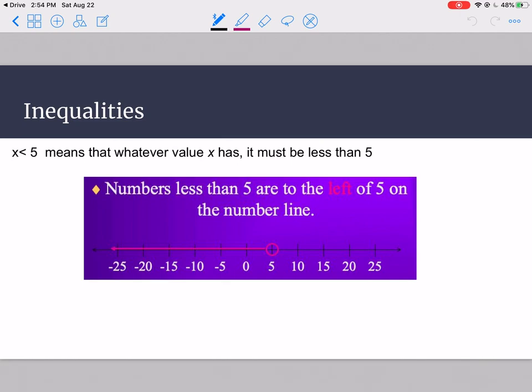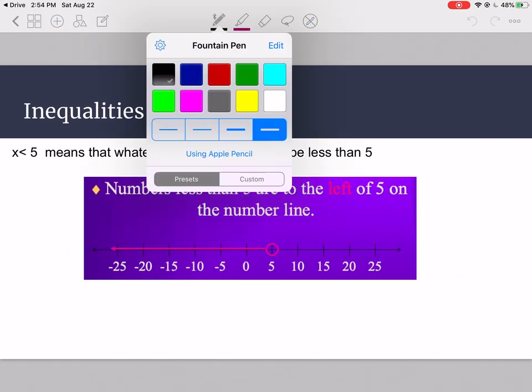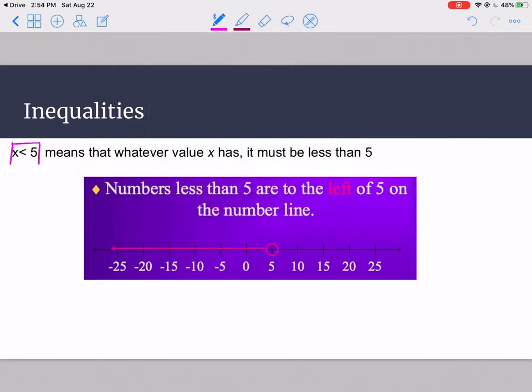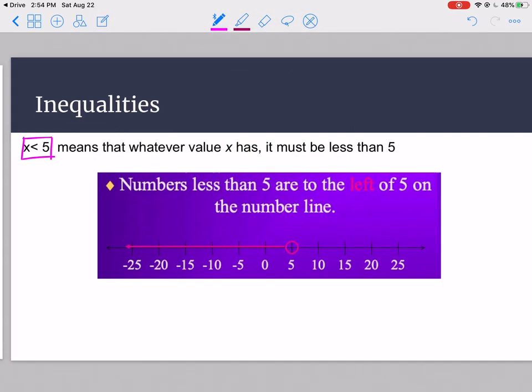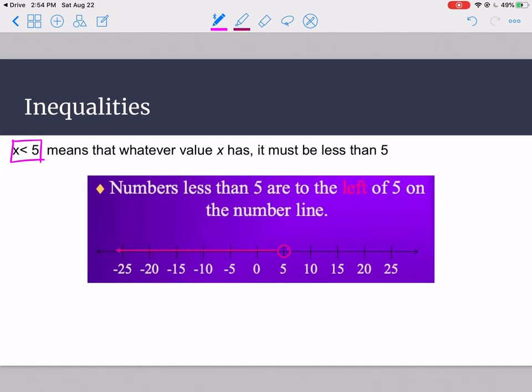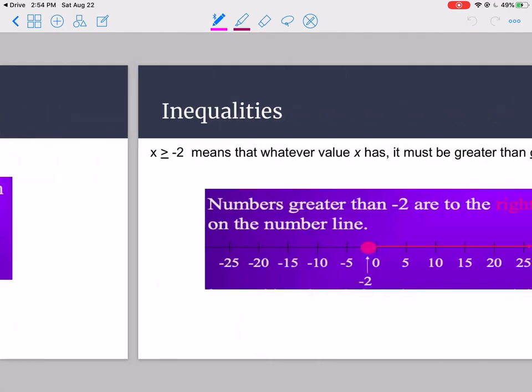Again, pretty basic reminder, just to refresh your brains on this. So if we look at x is less than 5 right here, this means that whatever value x has, it must be less than 5. So on a number line, here's 5. It cannot equal 5, so there has to be a hole there. It's not an actual point. And then the line points to the left of 5 because it can be anything less than 5. So 0 is less than 5, -5, 1, all of those numbers to the left are less than 5.